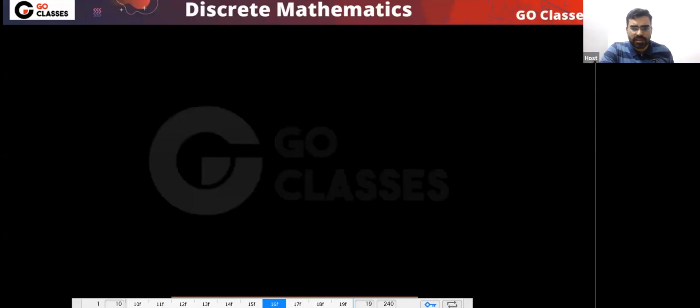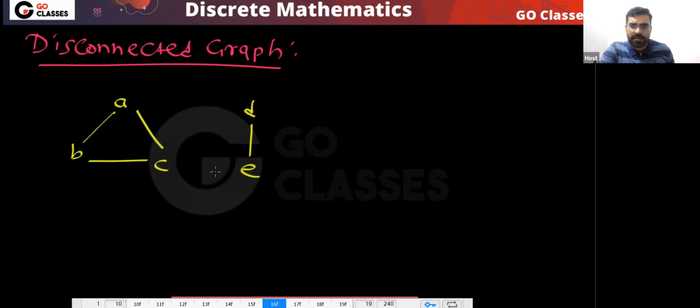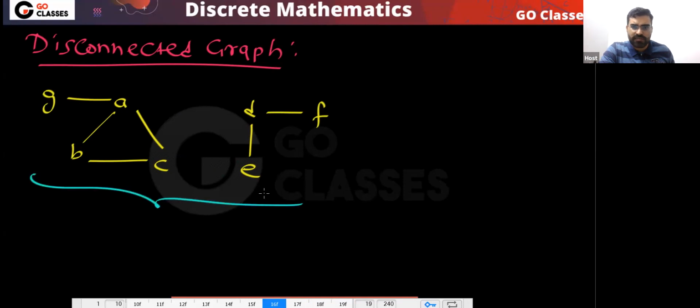Now let me tell you one more thing. Tell me, in a disconnected graph, what will be a cut vertex? Let's assume you have a disconnected graph, with vertices A, B, C, D, E, F, G, H. In this graph, you tell me what are the articulation points? What points are the cut vertices? So let's assume this is your graph.